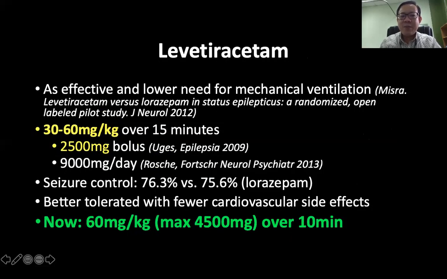For levetiracetam it is also the same. In the past, we were not sure how much dose and how quick to give. So some people suggested 15 minutes, some people suggested 30 minutes. But now we are using up to 4,500 milligram over 10 minutes. And for those countries without IV, you can crush oral tablet levetiracetam and give it through an NG tube if the patient has an NG tube.